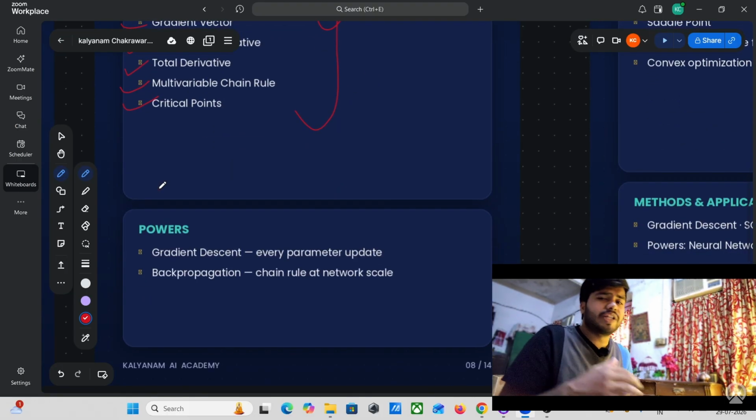Whenever you move further along this roadmap, you need to understand why this is important for practical exposure. If you are learning machine learning, deep learning and AI, you will understand why this topic is very, very important.